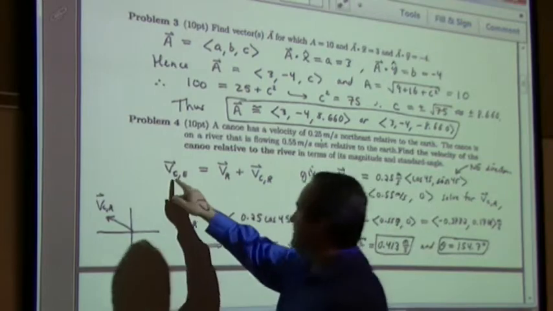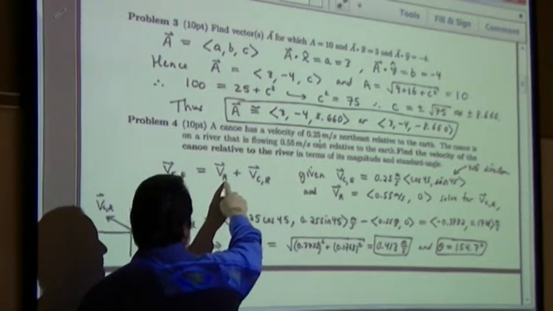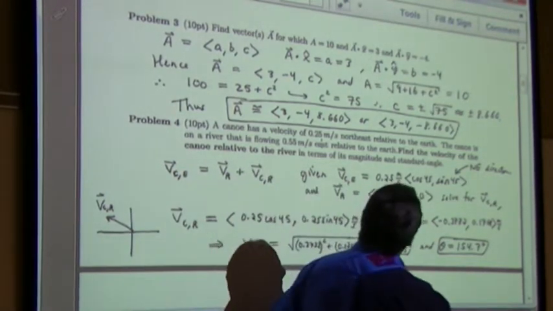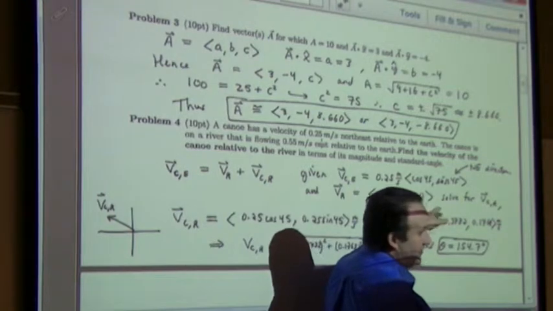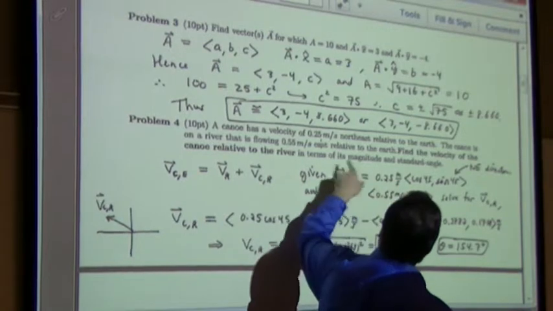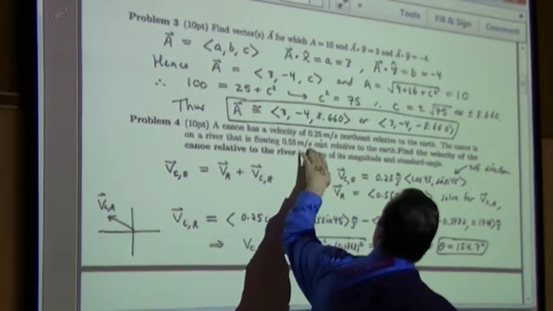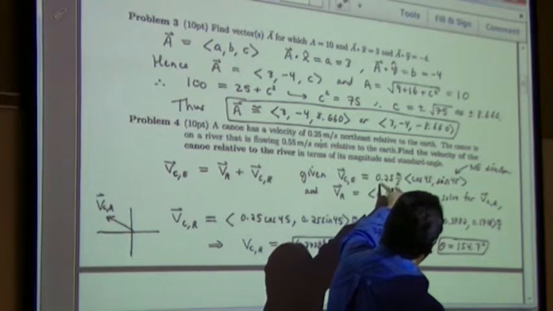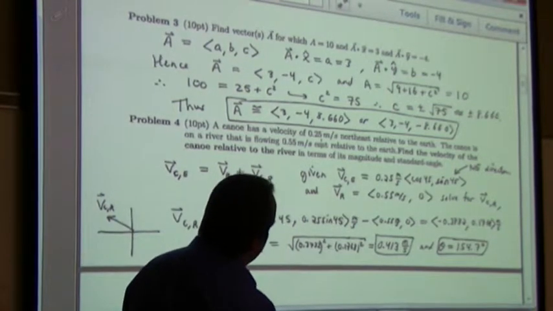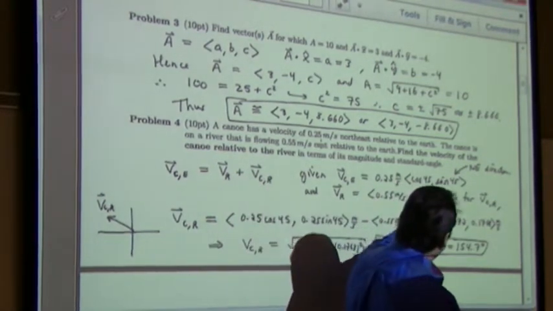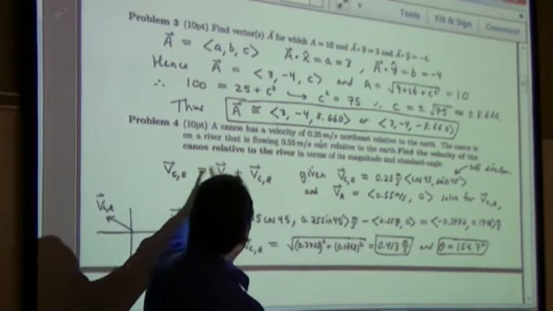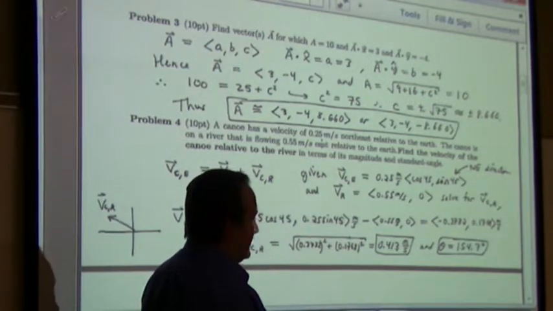The velocity of the canoe relative to the Earth is equal to the velocity of the river plus the velocity of the canoe relative to the river. You are given that the velocity of the canoe relative to the Earth is in the northeast direction, which is a 45-degree standard angle, so there's a unit vector in the northeast direction. You're given that the speed relative to the Earth was 0.25 meters per second. So there's that. And then the velocity of the river was 0.55 meters per second east, so that gives me this 0.55, that's my river velocity. And then I just subtract the river velocity to the other side to get the velocity of the canoe with respect to the river.